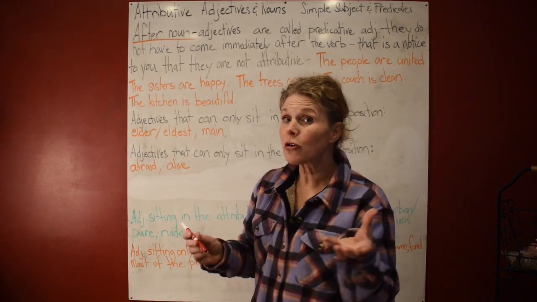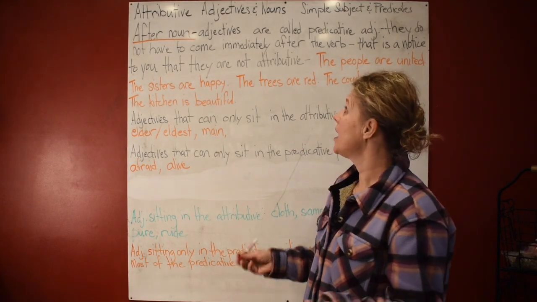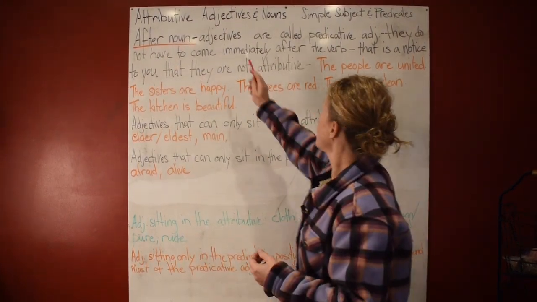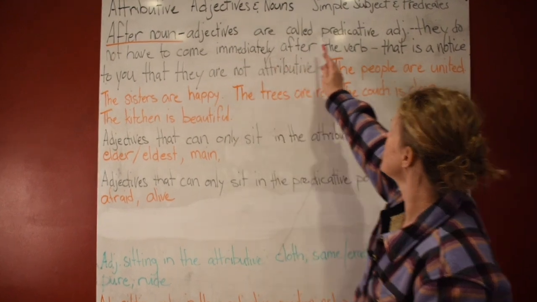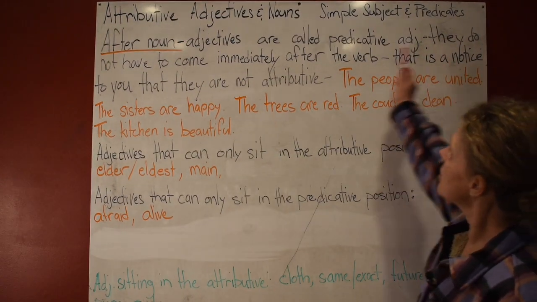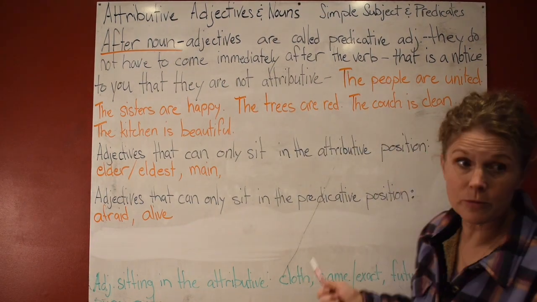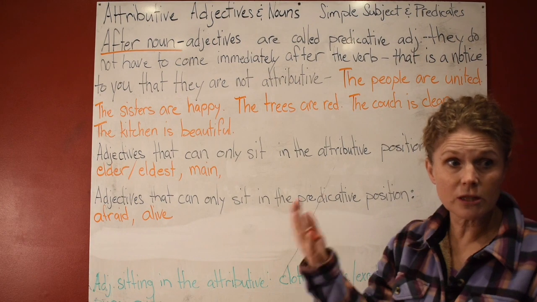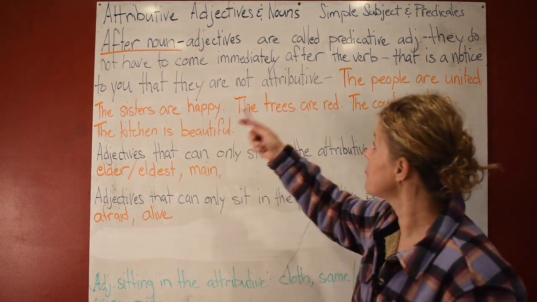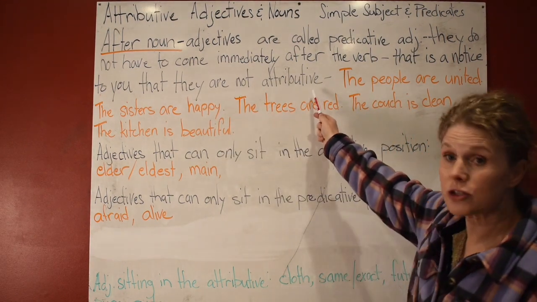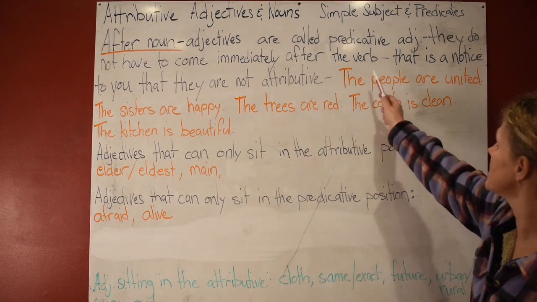All right, so now we're going to focus on the adjective that comes after the noun. Adjectives that come after the noun are called predicative adjectives. They do not have to come immediately after the verb, you guys, but that's your notice. When you see the verb coming after the noun, it's your notice that they are not attributive. So here are some examples.